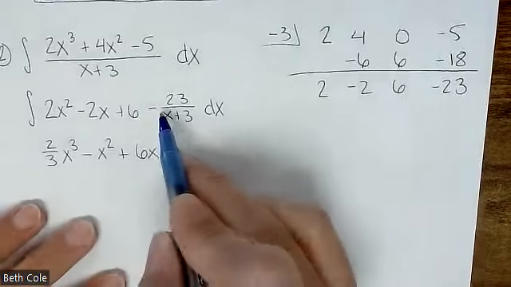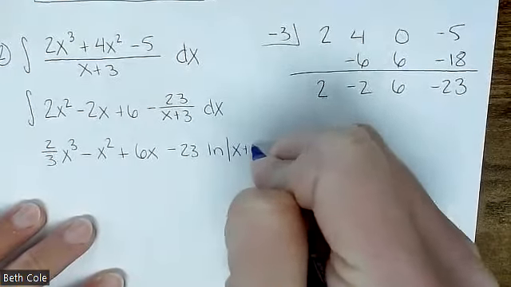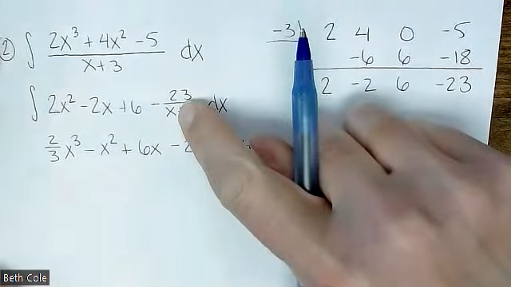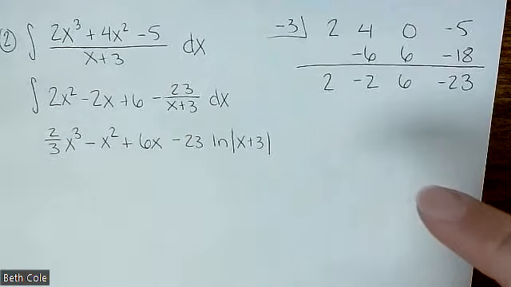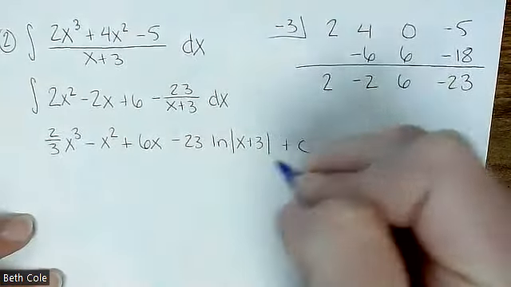It's going to be -23 ln x plus 3. If it was just an x, your antiderivative of 1 over x is ln of x. There's just a 3 in there. And then what do I need at the end? Because I didn't write it yet. Plus c. Good. And then that's your answer.